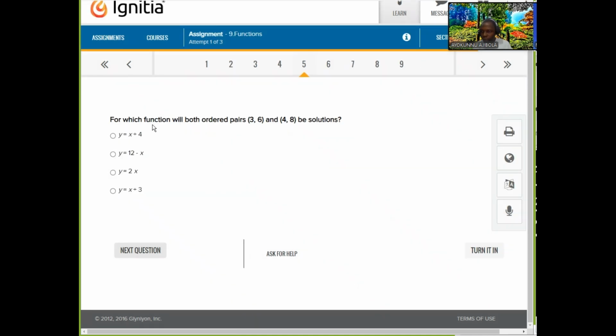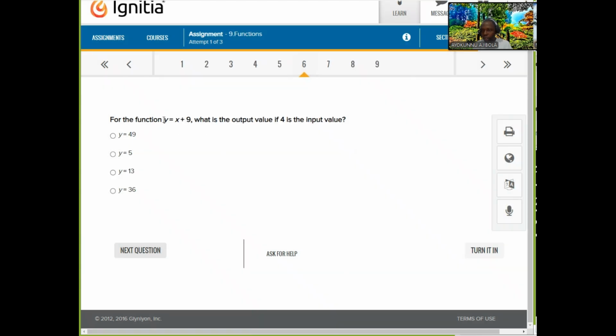Now, for which function will both ordered pairs be solutions? 3, 6, when x is 3, y is 6. Let's check the first one. When x is 3, y is 7. No. When x is 3 here, y is 9. No. When x is 3, y is 6. This one is correct. And when x is 4, y is 8. This one is correct. Okay? Is that clear? Yes.